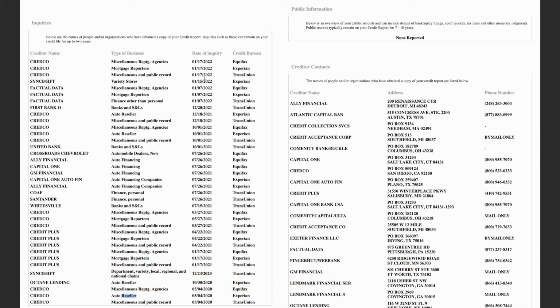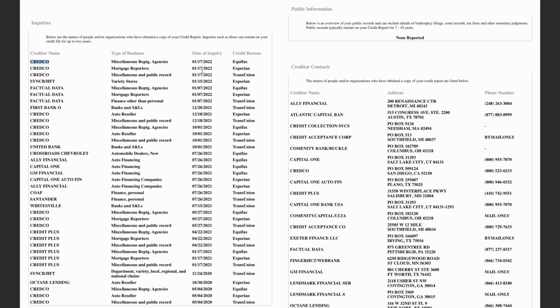So look at the inquiry dates. Make sure that you actually put in an application for these inquiries on these dates, because if you didn't, you can send in a letter saying that these were unauthorized. Hey, Equifax, I see that on my credit report I have an inquiry from Credco on January 17, 2022. I didn't authorize this inquiry, so I would need you to investigate and remove this off of my credit report as soon as possible.